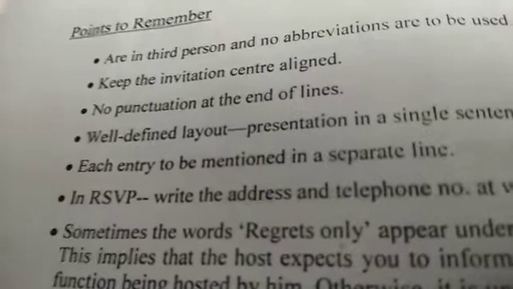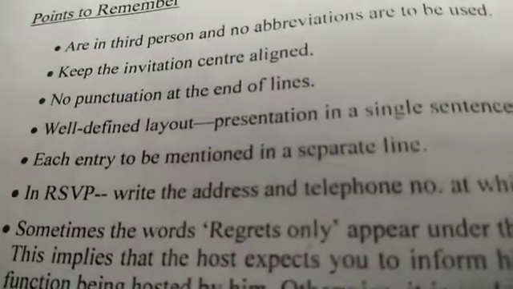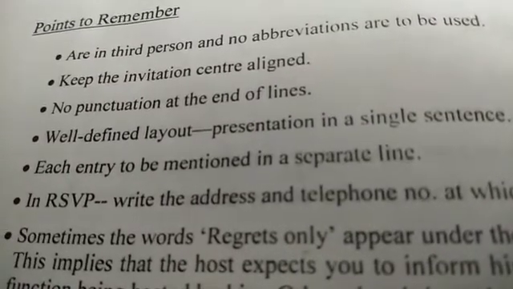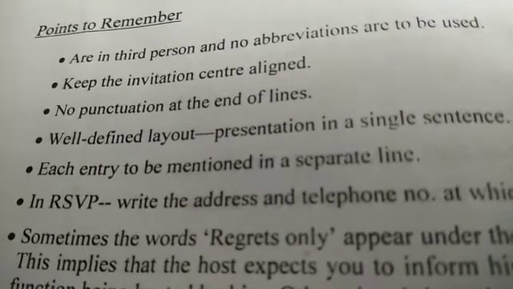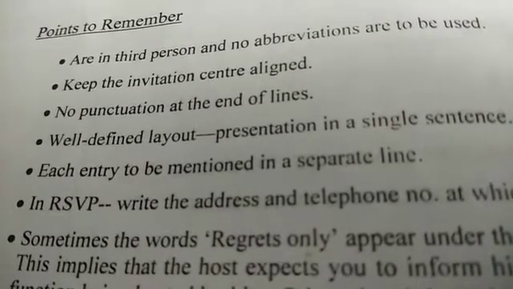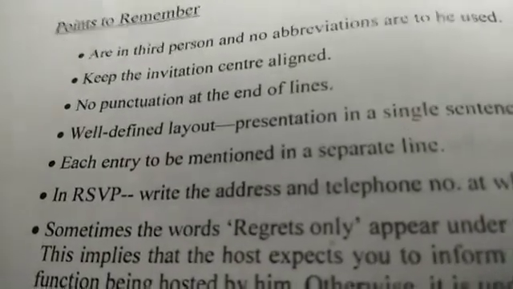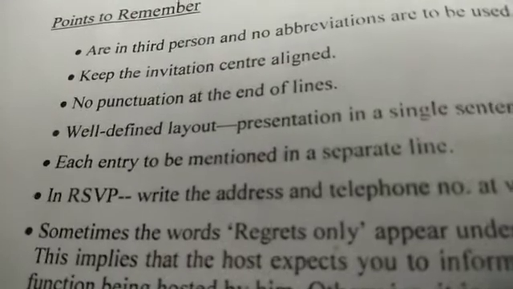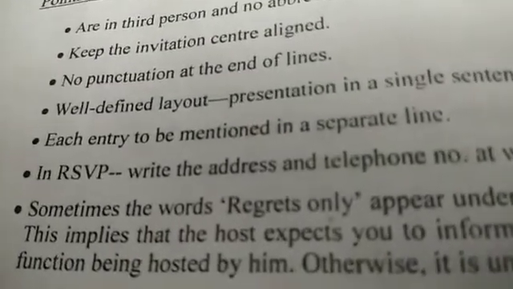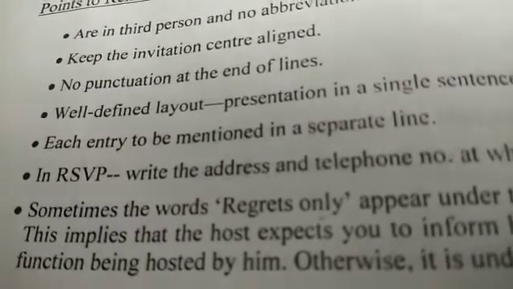Now, what are the things to keep in mind? First of all, formal invitations are in third person. No abbreviations are used. In the end of each line, we do not use abbreviations. If required, in the middle you can use. Now, keep this invitation center aligned. There is no punctuation at the end of the lines.